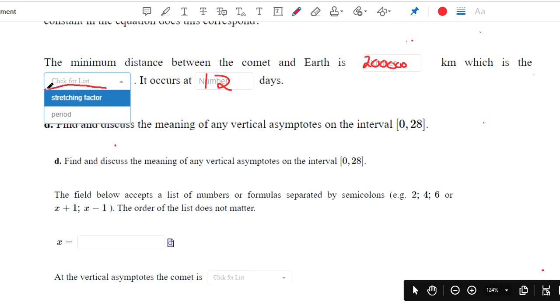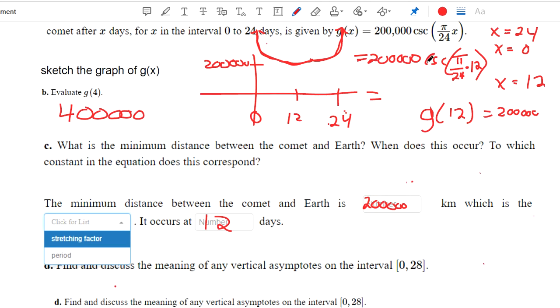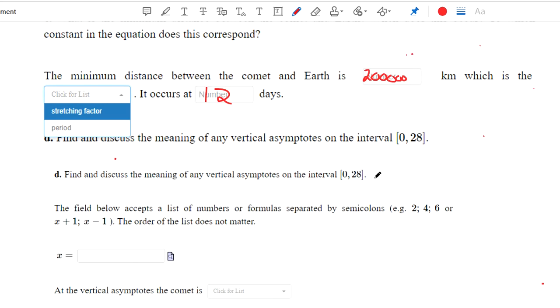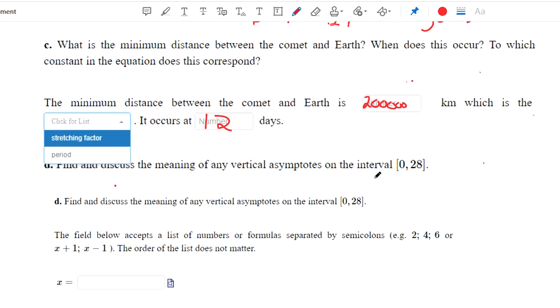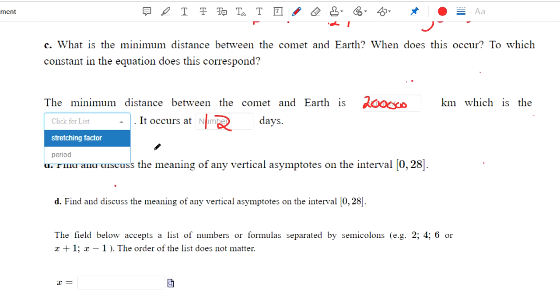And they call this the stretching factor. I've already got it highlighted here. The 200,000, when you multiply it to the cosecant function, it just stretches it and makes it go up and down at a faster and faster rate. So the number multiplying is a stretching factor. Period, you choose that if the number you're talking about is the number that affects how often something repeats itself.